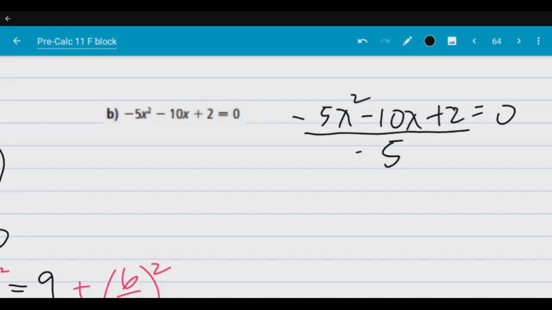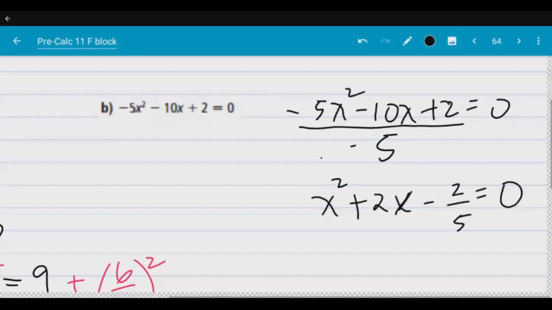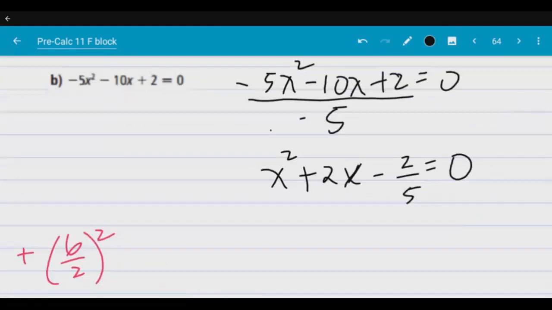I now have negative 5x squared divided by negative 5 is x squared. Negative 10x divided by negative 5 is plus 2x. 2 divided by negative 5 is just negative 2/5. That's okay, all right? If you're like, oh my God, what is that? That's okay, don't worry about it, all right? So completing the square requires you to have the first two terms on the left side and then the number only on the right side. Let's move that now to the right side.